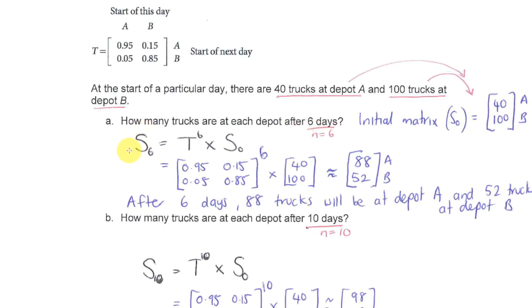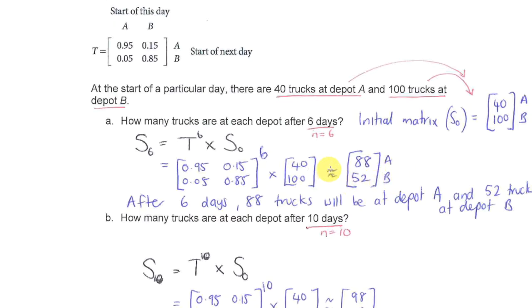So S6, the status after 6 days, is going to be the initial state matrix, that S0 there, being pre-multiplied by the transition matrix to the power of 6. So notice that we're after S6 and that these two figures here need to add up to 6. And given that we've got S0 there, then it's obviously going to be the transition matrix raised to the power of 6. So I throw in my transition matrix to the power of 6 multiplied by S0, and I spit out 88 and 52. So 88 trucks will start at A and 52 will start at B.